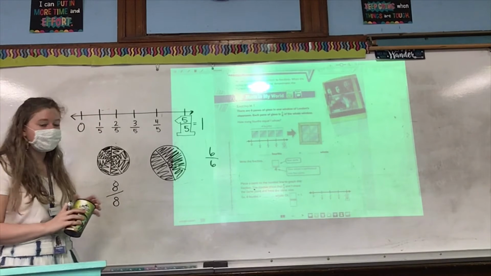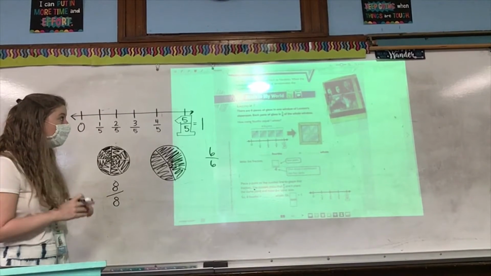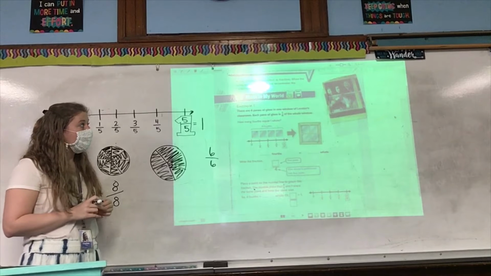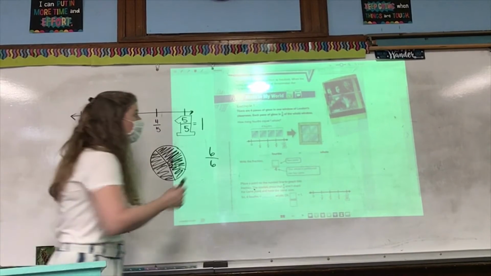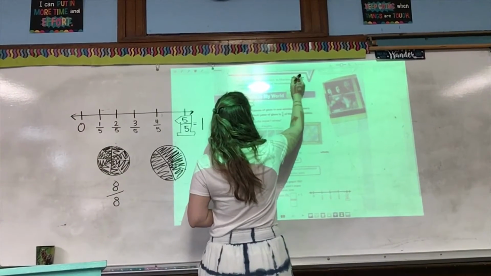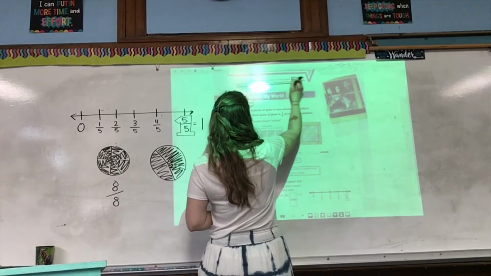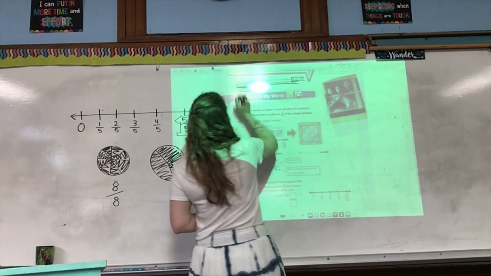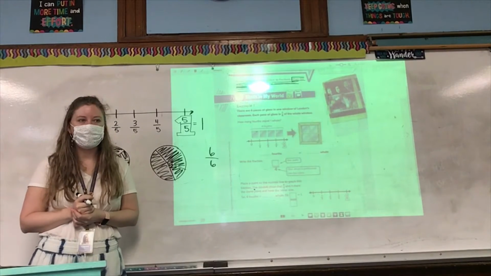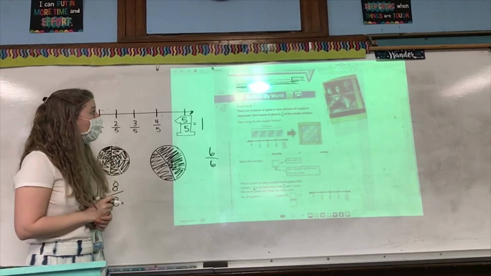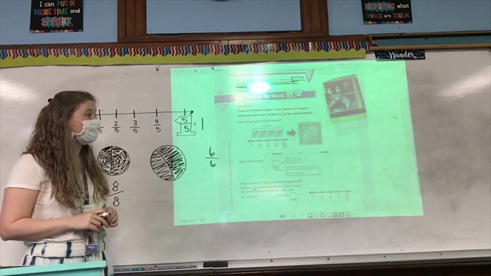Zadie, read the sentences at the top of the page under the title. Whole numbers can be written as fractions. When the numerator is the same as the denominator, the fraction equals 1. Put a box around that. Or just underline it. It might be easier to just underline it. When the numerator is the same as the denominator, the fraction equals 1.